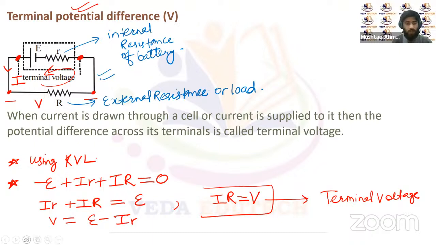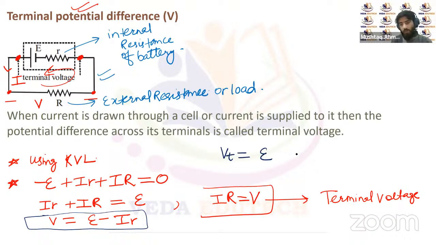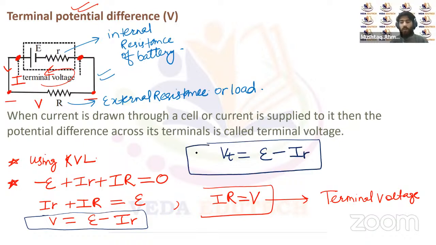So this is what we call the terminal voltage of a battery, right? This is the terminal voltage of a battery. We can say that VT, the terminal voltage of a battery when current flows through the circuit, is the EMF of the battery minus I, that's the current, times the internal resistance of the battery, right?